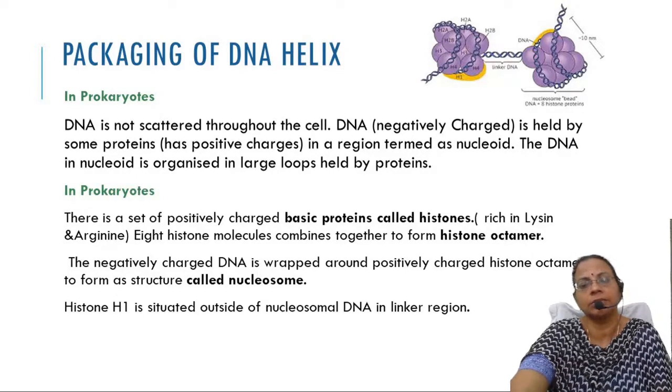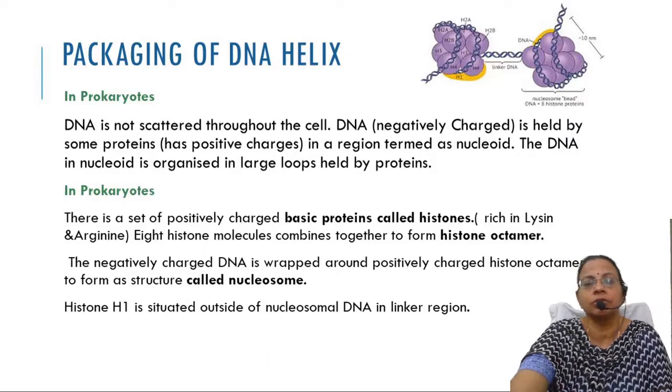It is just scattered within the center region. That region is called the nucleoid. We won't call it a nucleus. There is only a nucleoid region. And it is organized in the form of large loops held by proteins. Those are not histone proteins. There is not much packaging essential for prokaryotes because it is only a single cell. There is no compartmentalization between cytoplasm and nucleus. There is only a single, double stranded naked DNA held in the form of a large loop.